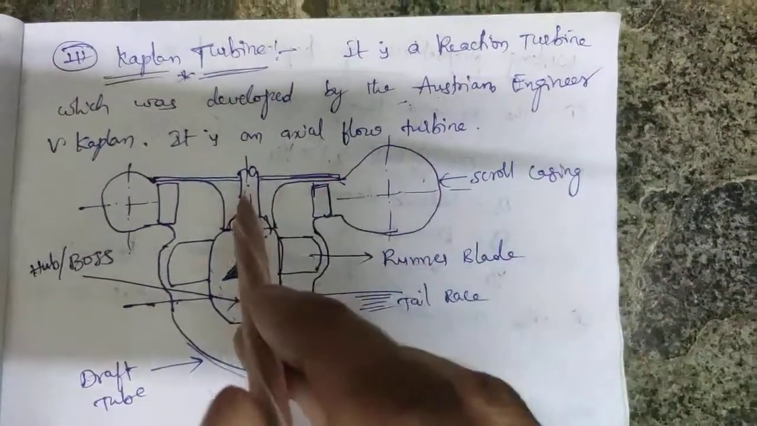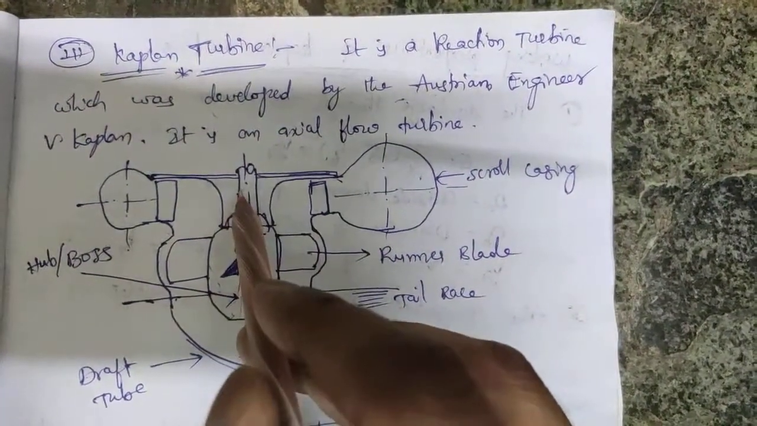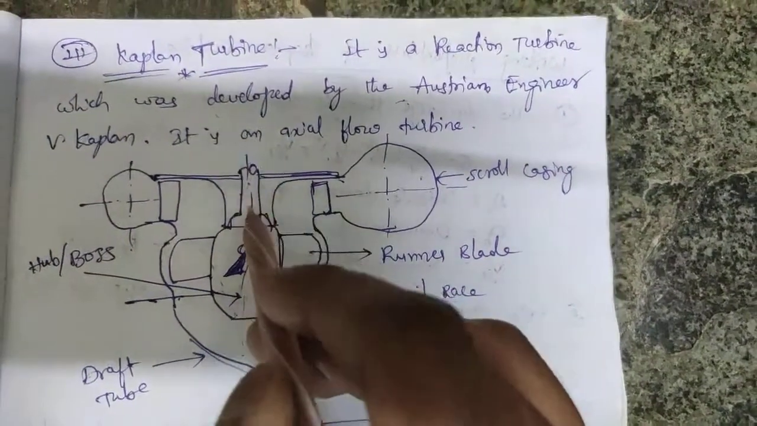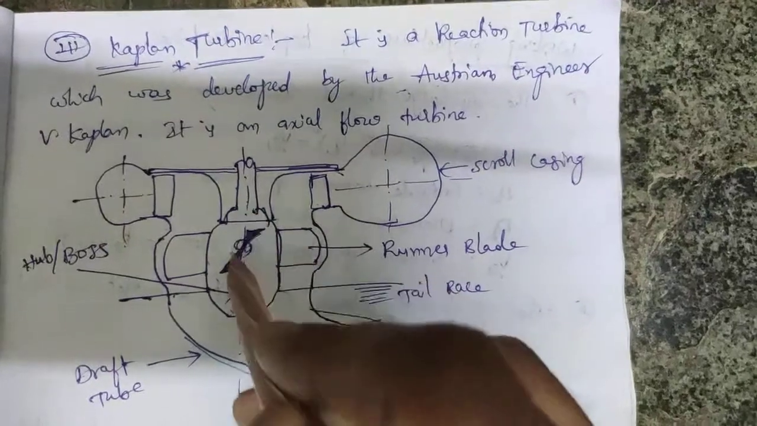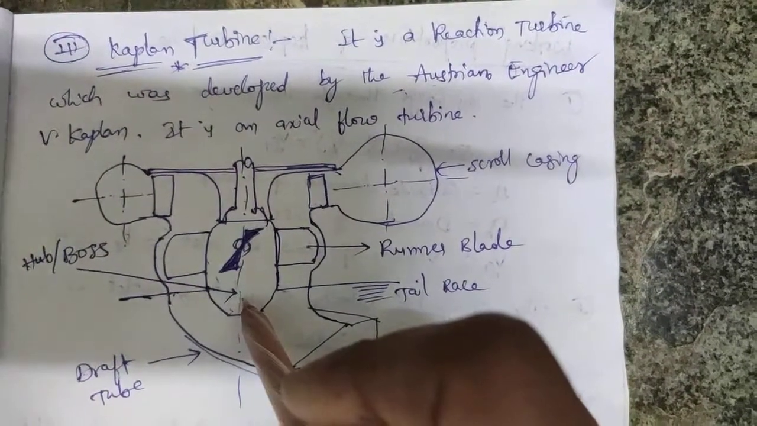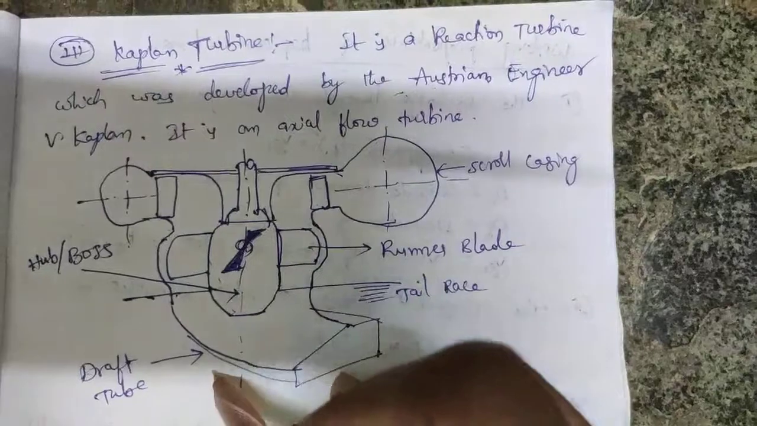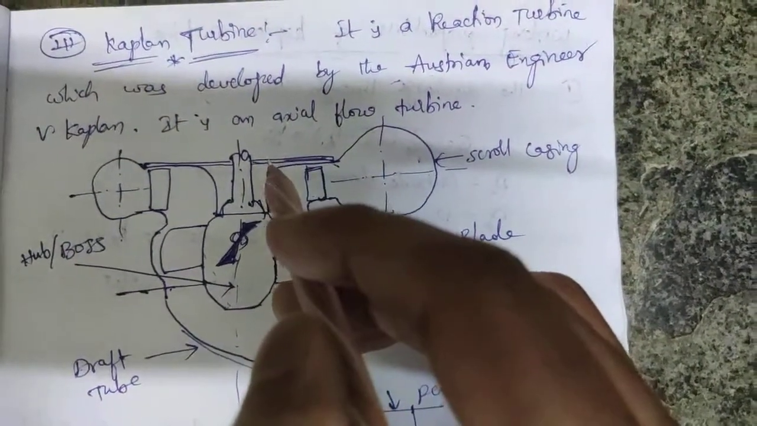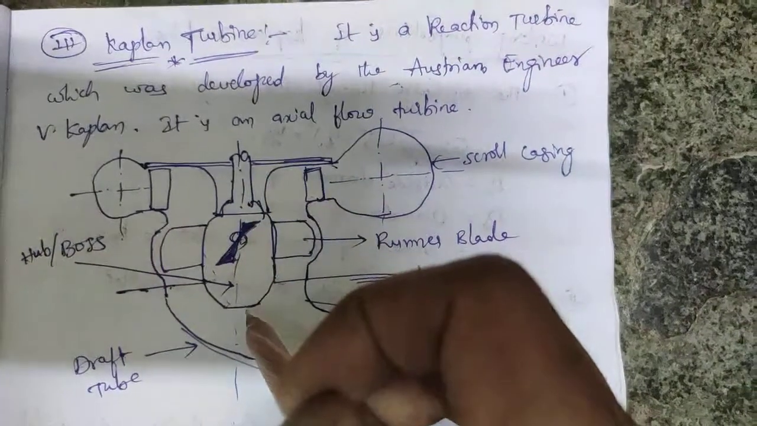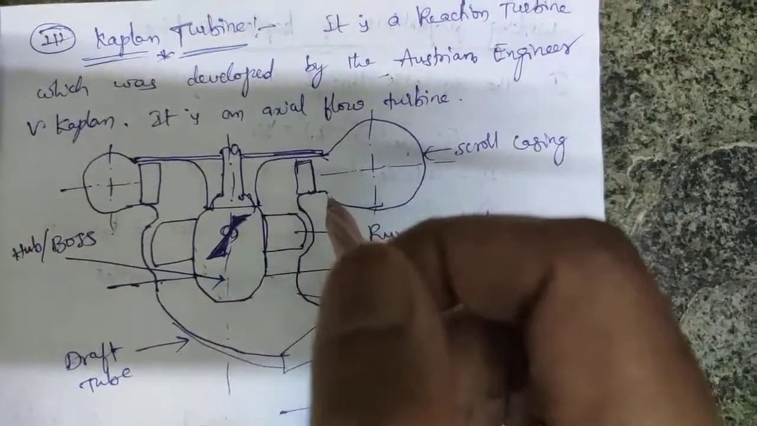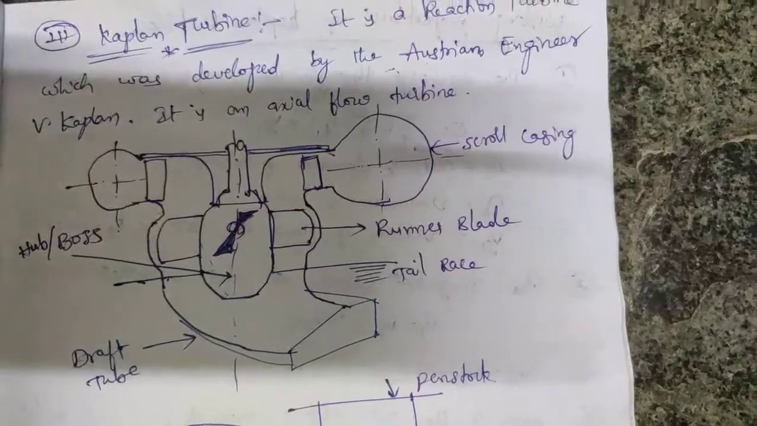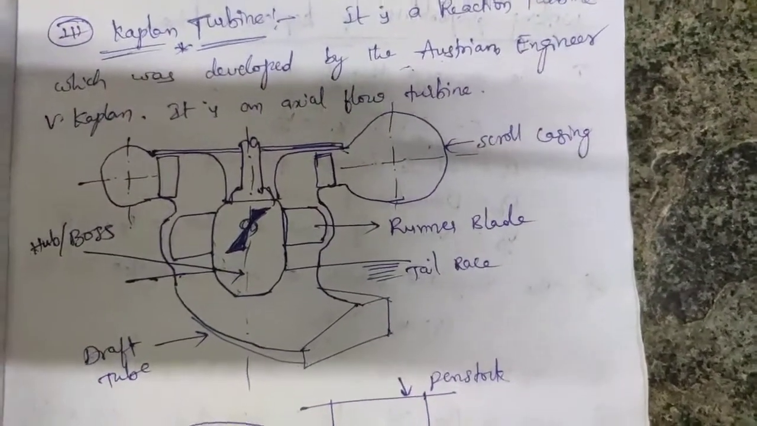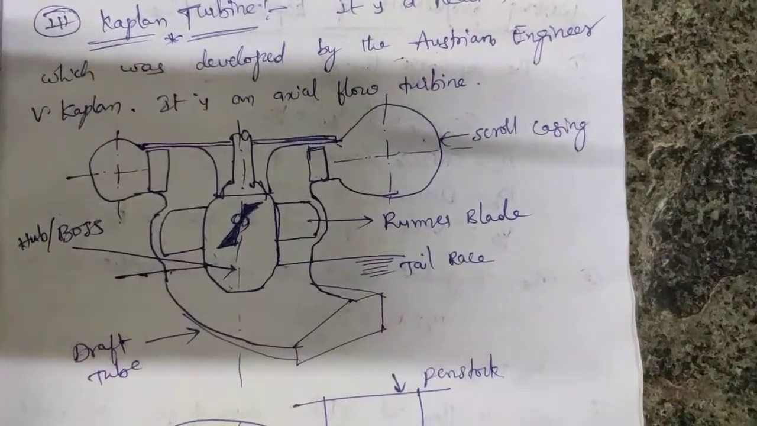That means the water enters the runner axially and exits through the runner axially. That means the passage of water is parallel to the axis of the runner. So the entry and exit of water should be axial. That's why we call this Kaplan turbine an axial flow turbine.